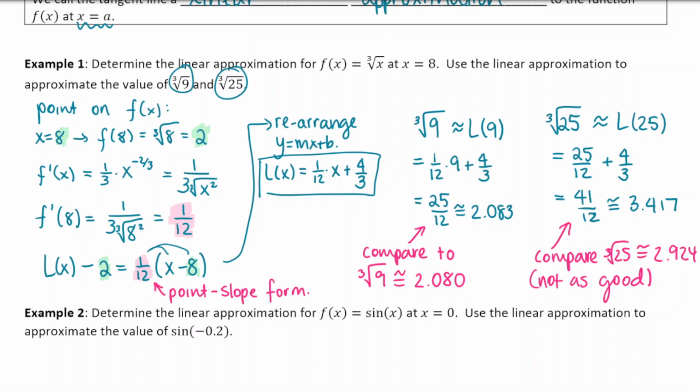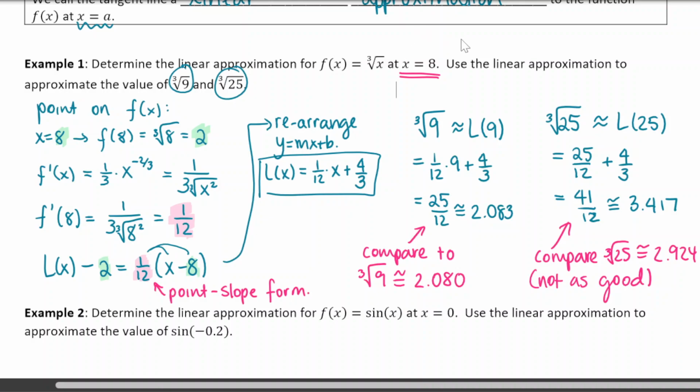So the key thing to understand here is that when you're close to x equals 8, then your approximation is going to be pretty good. If you're pretty far away, the linear approximation might not do as good of a job in calculating values.